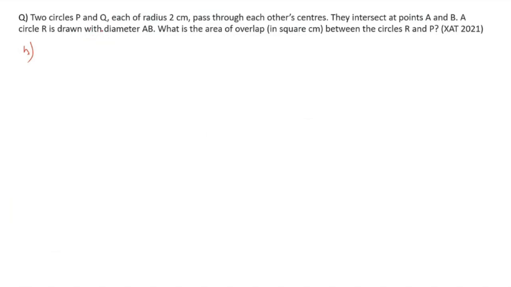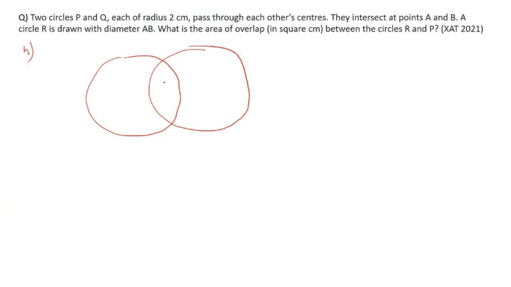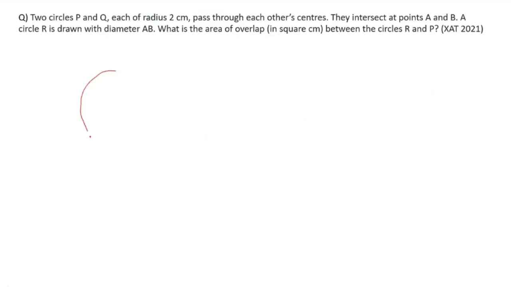Two circles P and Q, each of radius 2 centimeter, pass through each other's centers. Yeah, this is a bad question. Slightly tricky, but only because the diagram is a bit hodgepodge, for lack of a better word, right? So there are two circles of radius 2 passing through each other. So that is not the correct way to draw the figures. They have to pass through each other's centers.